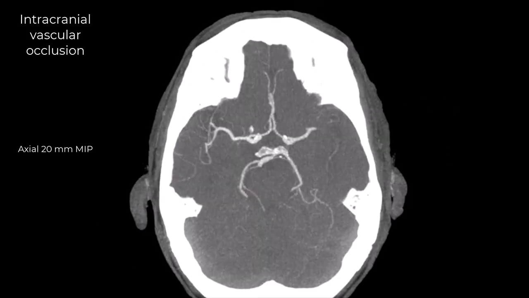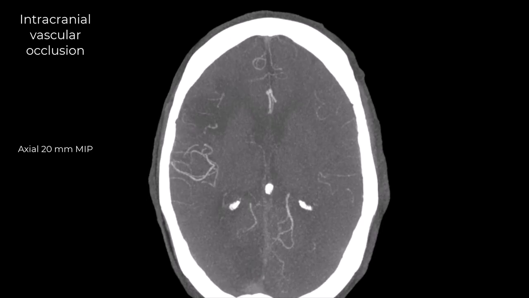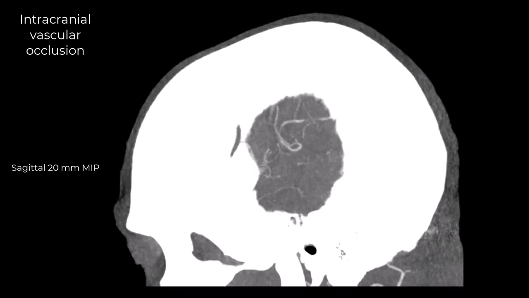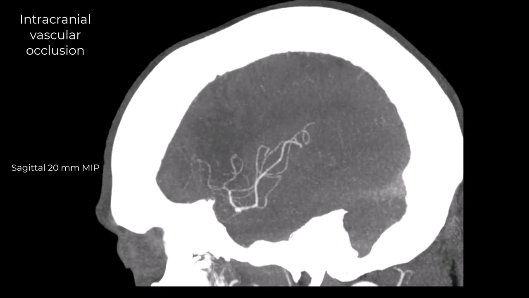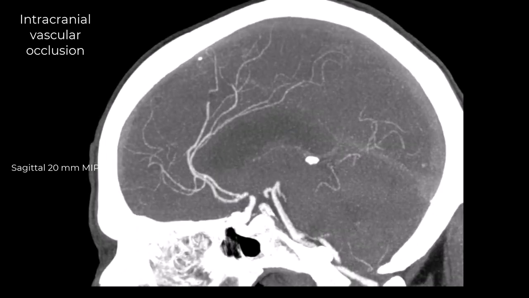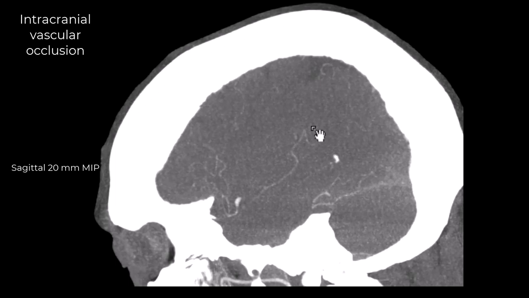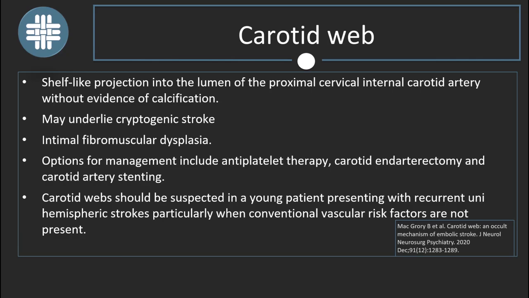The MIPs are great to show these occlusions because they show you multiple branches of the vessel at a time. So you can see that abrupt cutoff of the left MCA, and you can see the paucity of peripheral branches more distally. The sagittal MIPs can be very useful to compare the number of branches on one MCA. As you scroll across the midline to the other side, you will see that the number of opacified branches on the other side is significantly different.